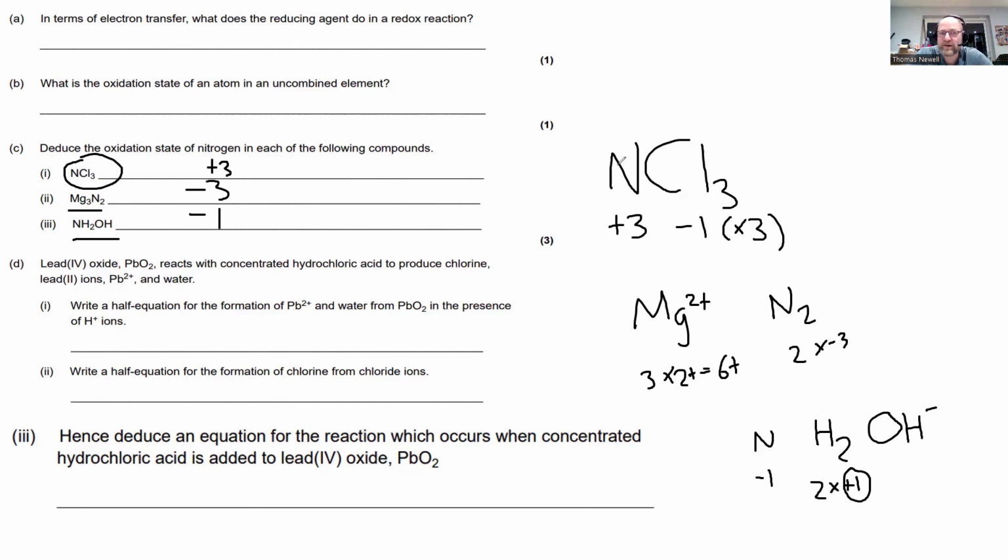Right, let's get on to the redox equation. Write a half equation for the formation of lead 2+ from PbO2 in the presence of, guess what, acidic conditions, hydrogen ions. So lead 4 oxide. You notice the Roman numerals here, the 4. That tells me that lead is at 4 plus in that situation, and it's going to form lead 2 ions, which is 2 plus. So we're going to go PbO2 in the presence of hydrogen ions.